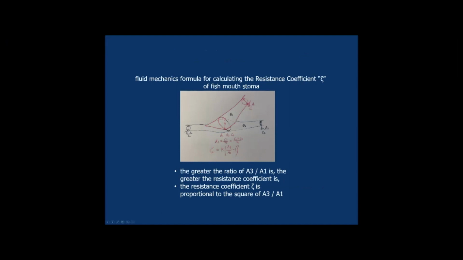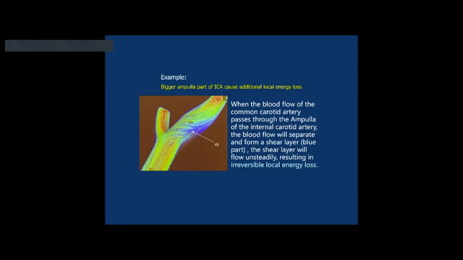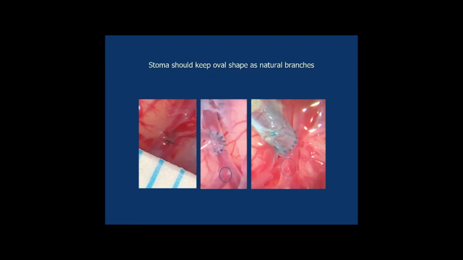So this is the calculation procedure of the zeta, the local resistance coefficient zeta of the fish mouth stoma. The greater the ratio of A3 compared to A1 is, the greater the resistance zeta is. For example, the bigger ampullary part of the ICA causes additional local energy loss. So in my opinion, the stoma should keep an oval shape as natural branches.